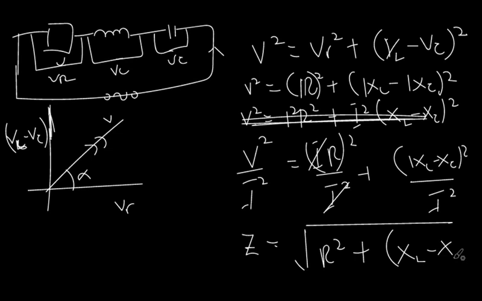The inductive reactance minus what? The capacitive reactance, all squared. So this is how we find the total opposition to the flow of current in this particular circuit.